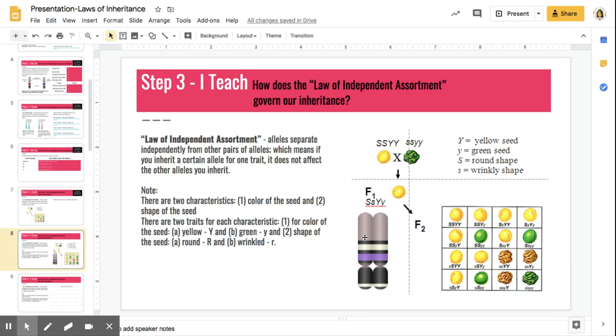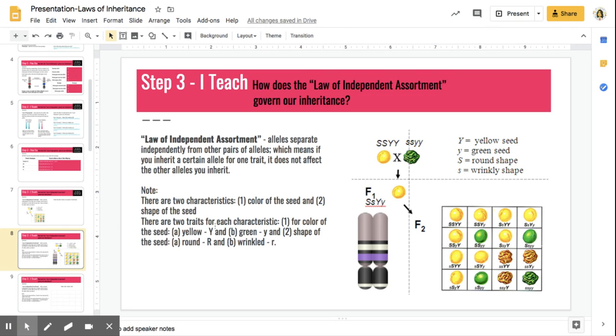In the example that we're going to use in this video, we're going to use two other characteristics. We're going back to the example of Gregor Mendel, which is the pea plant, but this time we're not going to use the color of the flower. We're going to use the color of the seed and the shape of the seed. So there are two characteristics involved here already, not just one.